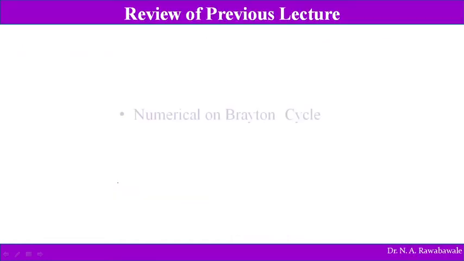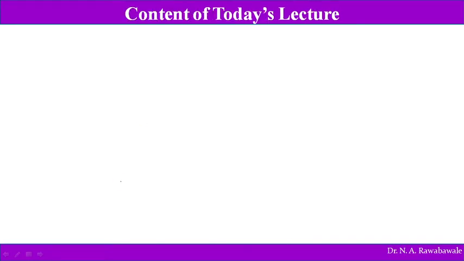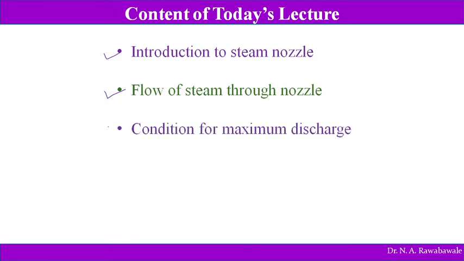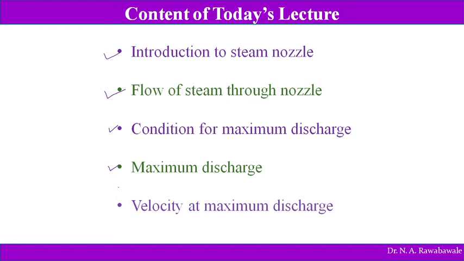In the previous lecture we discussed numericals on the Brayton cycle. Today we are going to start with a new topic known as steam nozzle, where a steam nozzle is used. We will have an introduction about the steam nozzle, then we will study flow of steam through the nozzle, then the condition for maximum discharge of steam through a nozzle. Then we will find out the maximum discharge and the relation for maximum velocity at the maximum discharge condition.